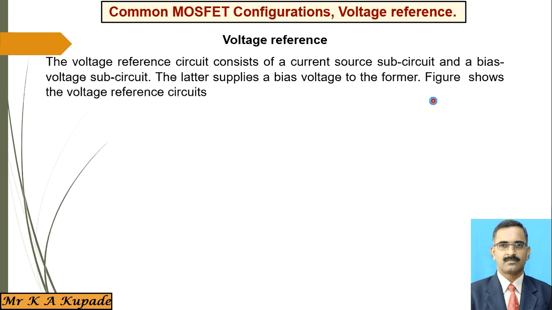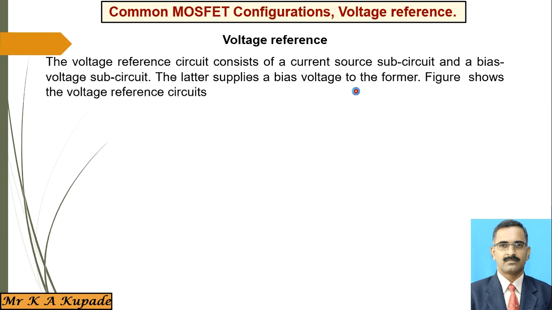Now, the voltage reference circuit consists of a current source sub-circuit and a bias voltage sub-circuit. Whatever voltage reference is developed using the MOSFET has two things: one is the current source circuit, and another is the bias voltage sub-circuit. The latter supplies the bias voltage to the former. That means the bias voltage sub-circuit supplies the bias voltage for the next stage.